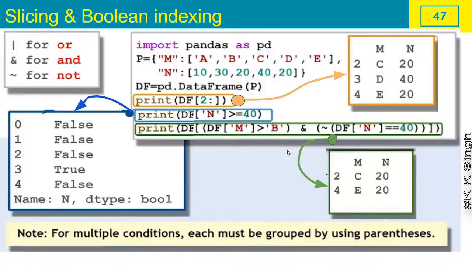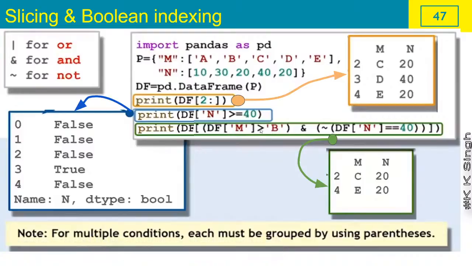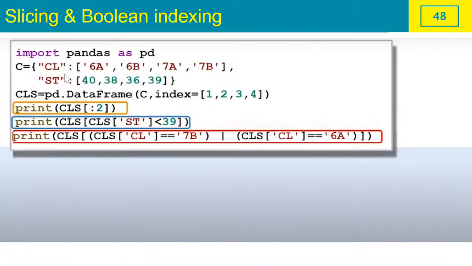For multiple conditions, each must be grouped by using parentheses. देखिए यहाँ पर parentheses लगे हुए हैं. This is a condition and this is also a condition. यहाँ पर भी we are applying the condition where CLS is a data frame. CLS data frame के अंदर ST जो column है, it is having the marks less than 39.